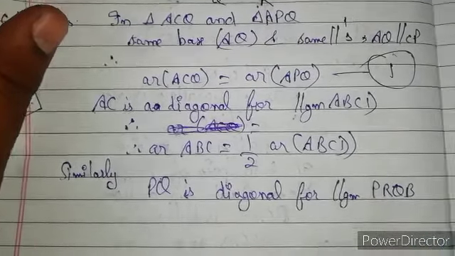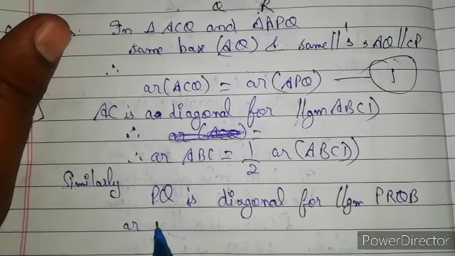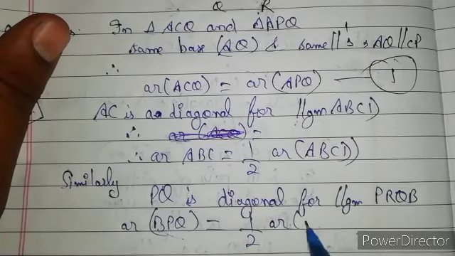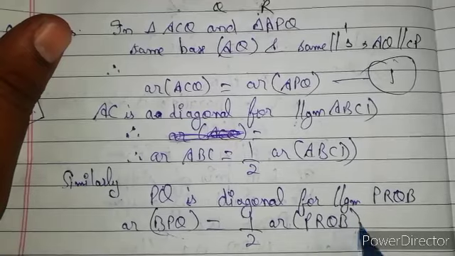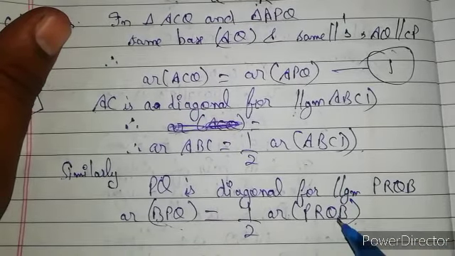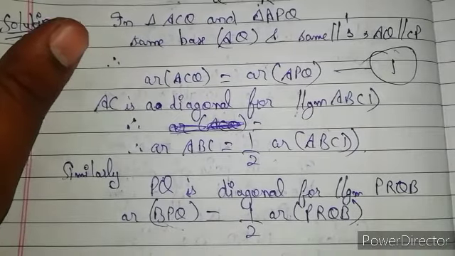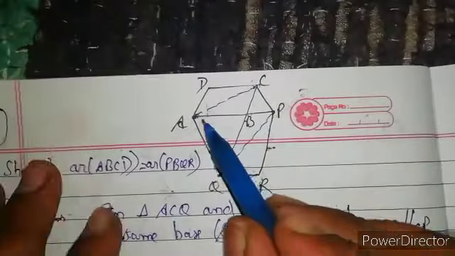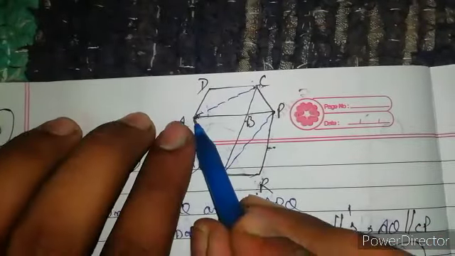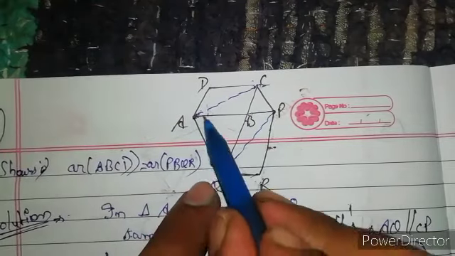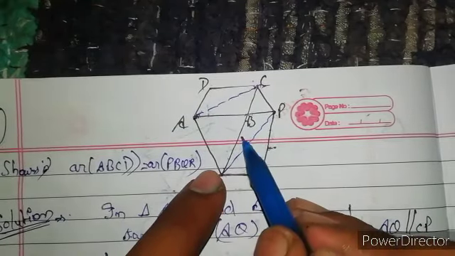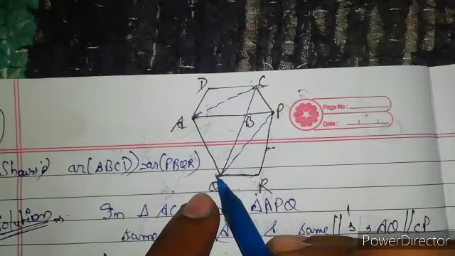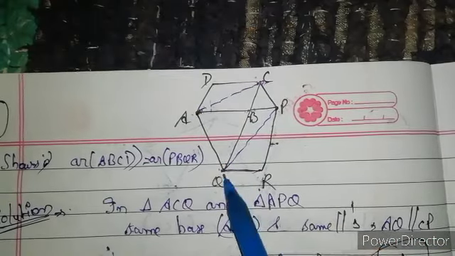PRQB. Okay, so we can say that area of BPQ is equal to half of area of PRQB. Okay, it is also half of area of PQRB. Now look, first of all we have proved that area of ACQ is equal to area of APQ. So if we subtract area of ABQ from both these two triangles, we will get area of ABC is equal to area of BPQ. Okay, so let us subtract area of triangle ABQ from both of them.